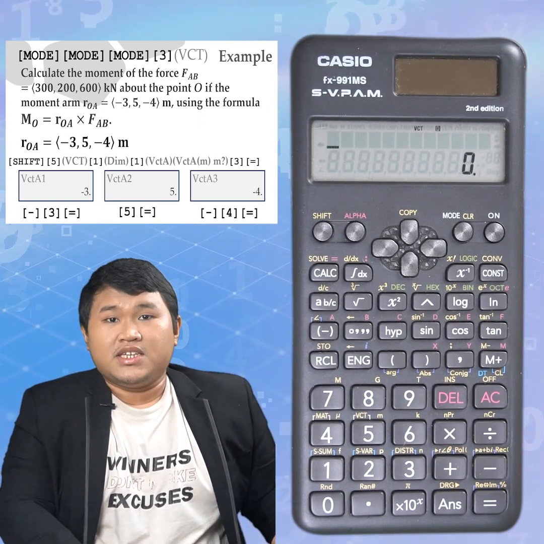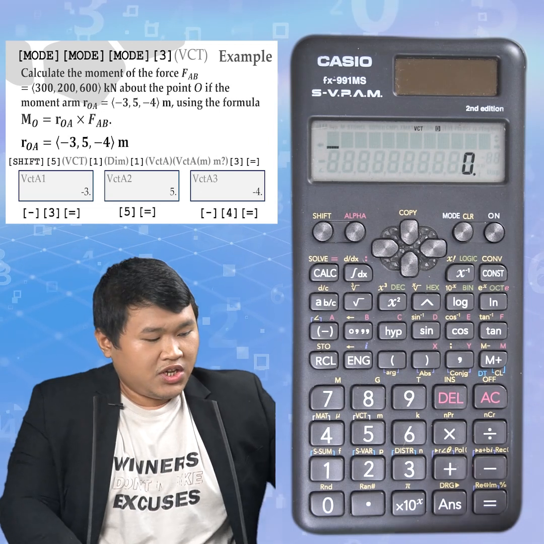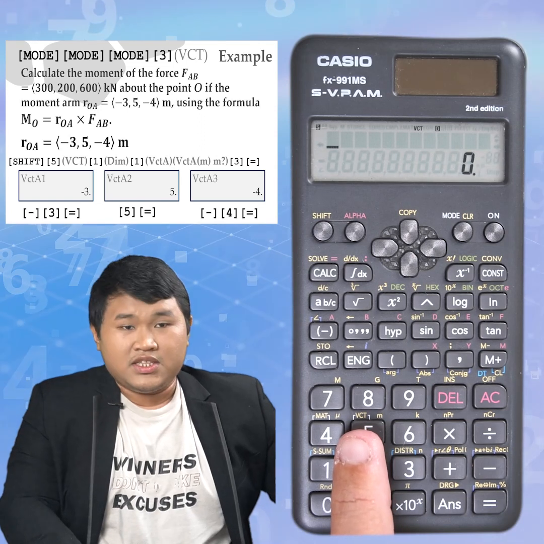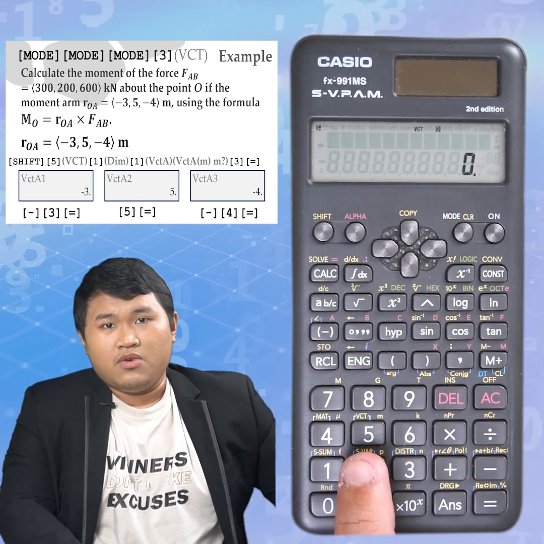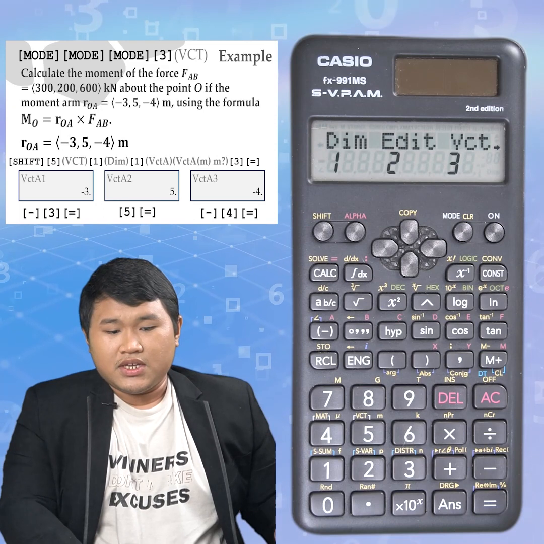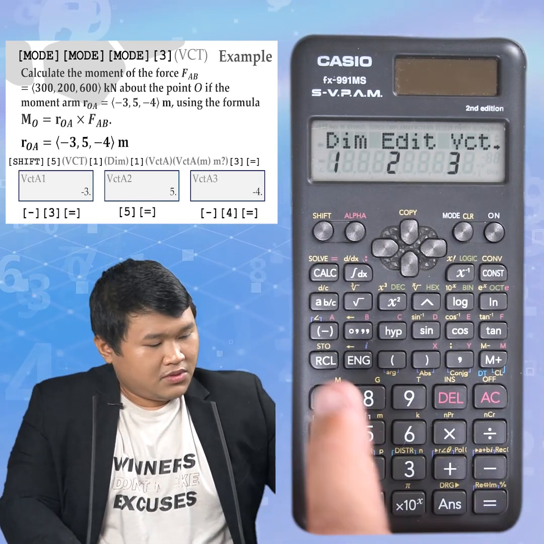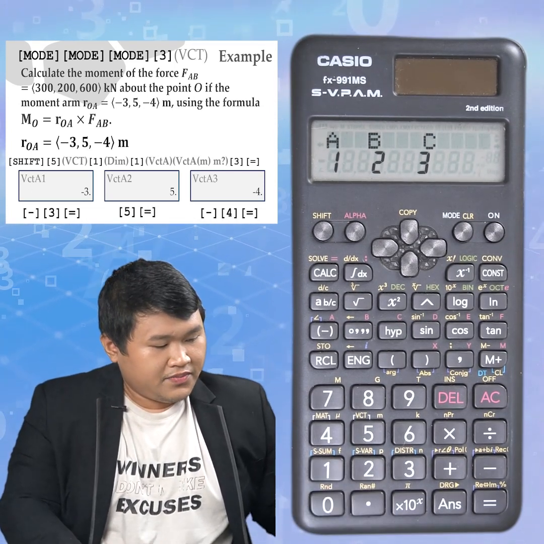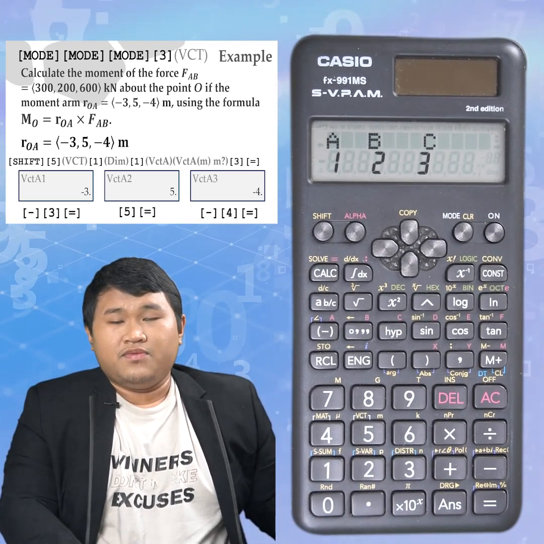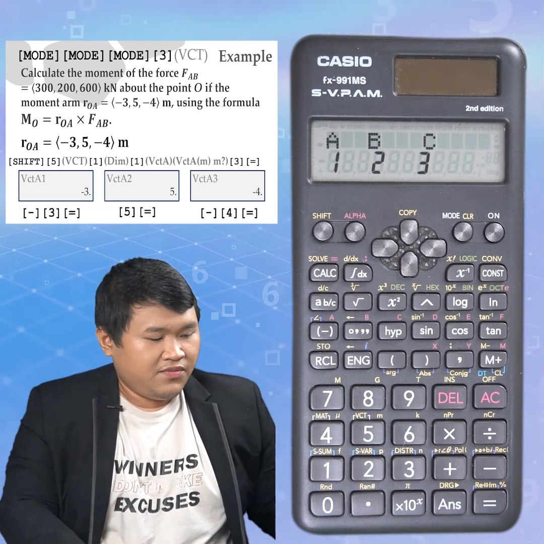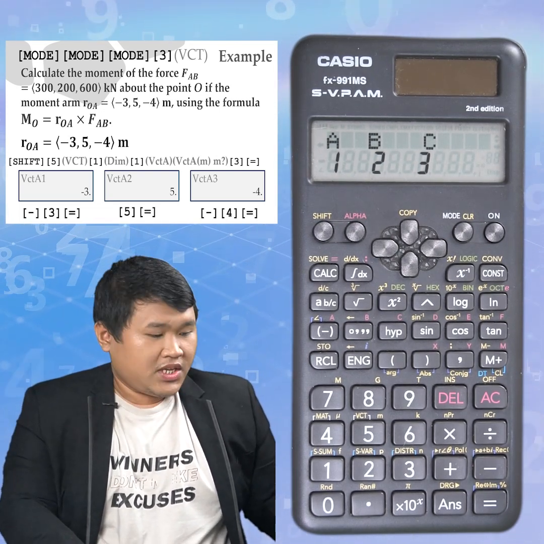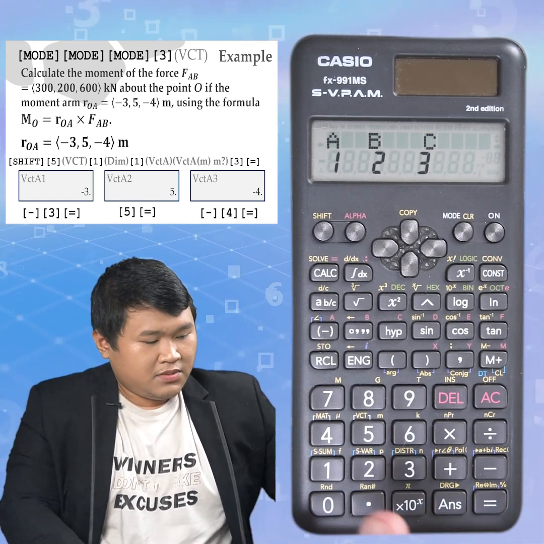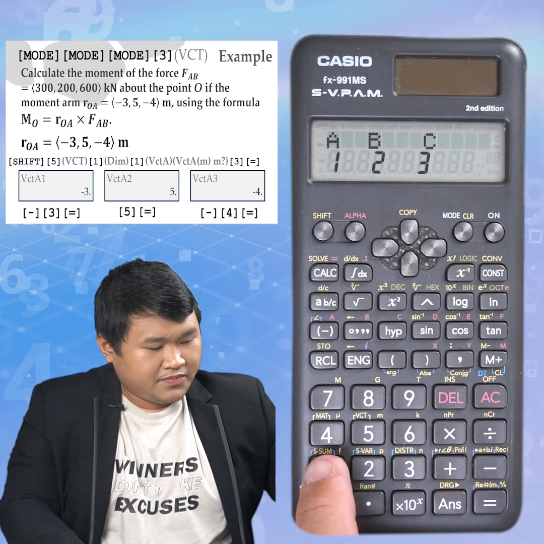So first, we access the options for vector mode using shift and then 5. So take note of the vector VCT written above the key 5. So that's how we access the vector mode. Next, we press dim. That's option 1 here to create the vector. So dim 1. And then we select what vector we are to create. So there are 3 vectors here represented by vectors A, B, and C. And we are to create first vector A. So let's press 1 for the vector A.